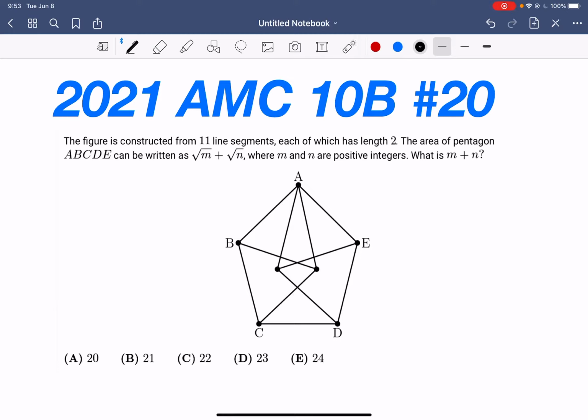The figure is constructed from 11 line segments, each of length 2, so we can get that these are length 2, and it wants the area of the pentagon. Because all of these sides are 2, we know that this is an equilateral triangle, meaning that this is 60 degrees, this is 60 degrees, giving a total of 120 degrees.